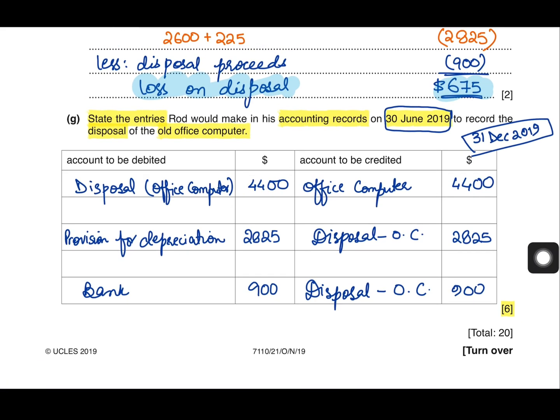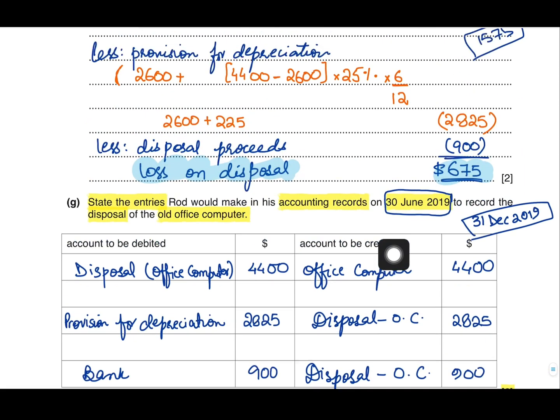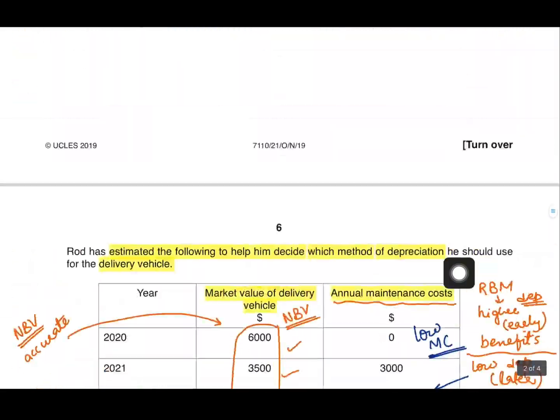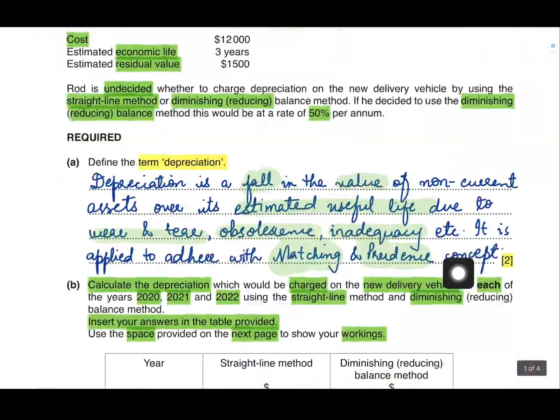So we are done with this question. It had a lot of parts. We saw how we make the disposal entries, how profit or loss is calculated, and it had a lot of theoretical parts as well. So overall, it was a good question.